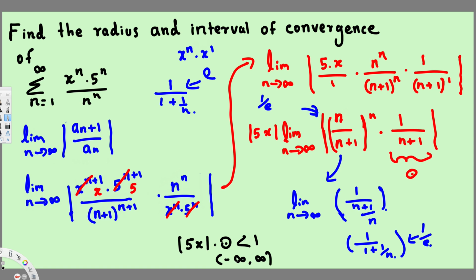Now the radius of convergence is going to be the absolute value of this one. That's going to be R equal to infinity, right? So this is our radius of convergence, and this is our interval of convergence, and that's how we do this kind of problem.